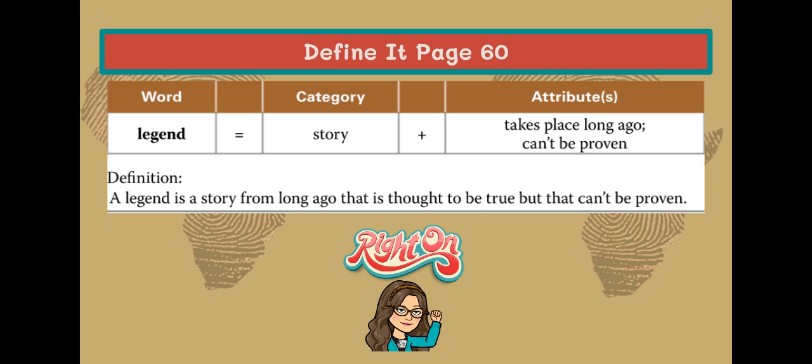Can they prove the story? Was it an old story? What attributes make legends different from other stories? Use the category and attributes to write a definition. You are going to work with your partner to complete the rest of page 60.